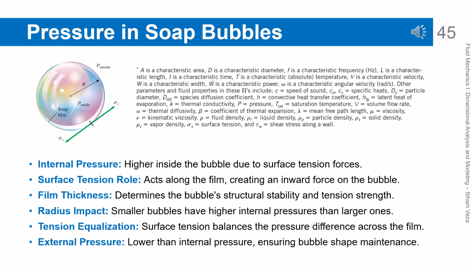Pressure in soap bubbles. The pressure inside a soap bubble is higher than the outside pressure because of surface tension forces. This tension acts along the film surface and creates an inward force. The film thickness and bubble radius influence the magnitude of the pressure difference. Smaller bubbles have higher internal pressure. This example shows the dominant role of surface forces at small scales.